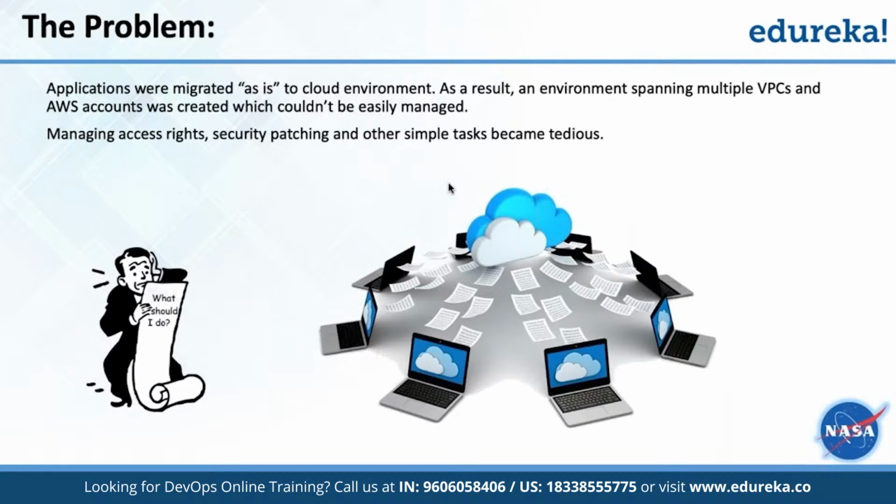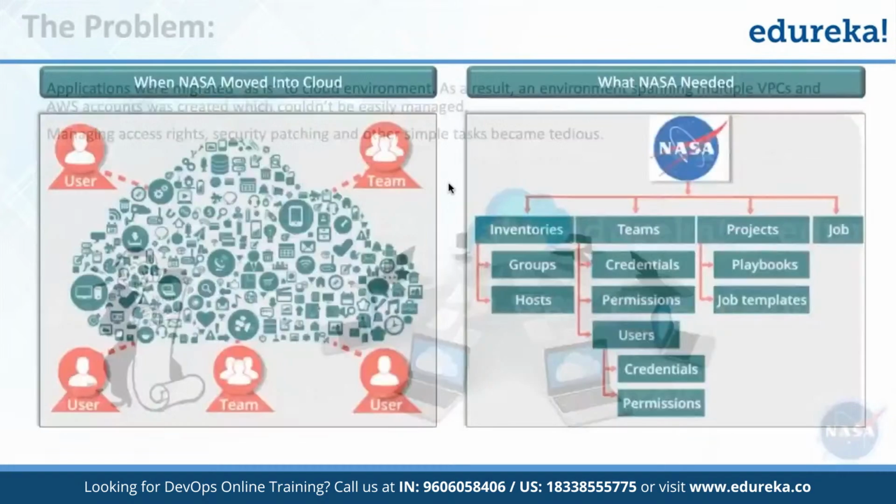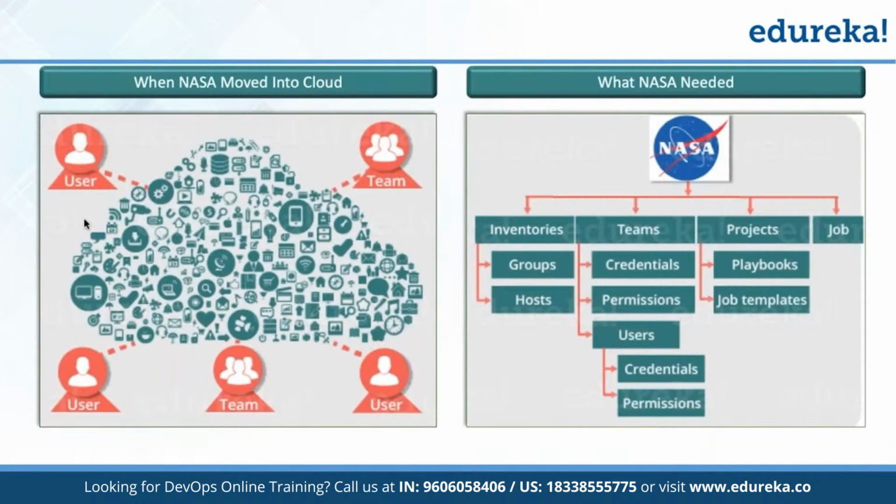NASA uses the AWS cloud, guys, with multiple VPCs. As you can see, when NASA moved into the cloud, they had these many problems. They were scattered, with no agility, no process, no security. But they were aiming for a structured approach where everything is grouped properly, every credential grouped properly, with a proper RBAC model, proper playbooks, proper templates.